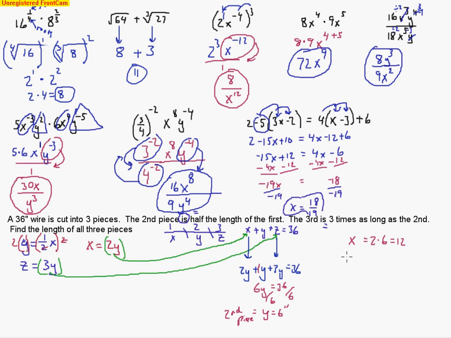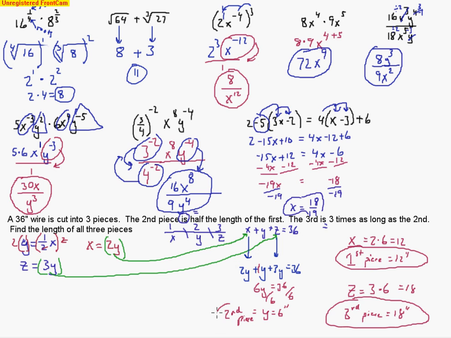So that means the first piece equals 12 inches. And the last part here, 3y, so we have z equals 3 times y, which is 6, and so that makes 18. So that means the third piece is equal to 18 inches. Well, that would be our answer for all of those pieces which we needed to find.